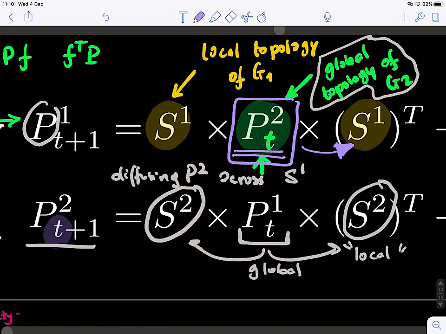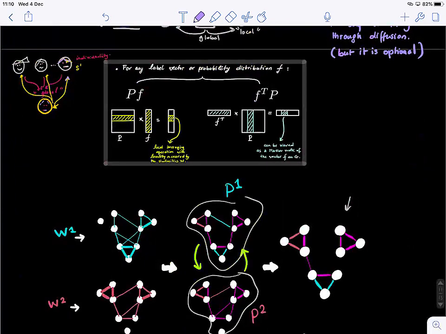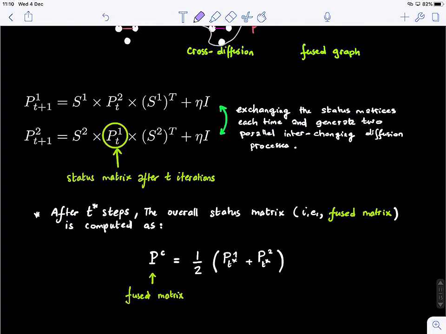This is what it means. So here, after this, we have these two equations that are being updated. This is exchanging the status matrices each time, and this generates two parallel interchanging diffusion processes. You can see that these cross-communicate, and at the end, this is the status matrix after t iterations, the output matrix that we want to fuse ultimately.